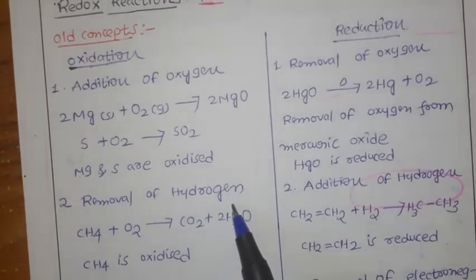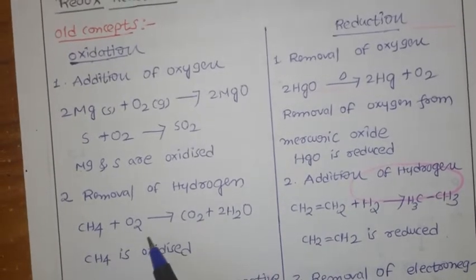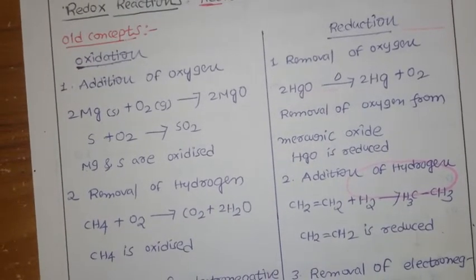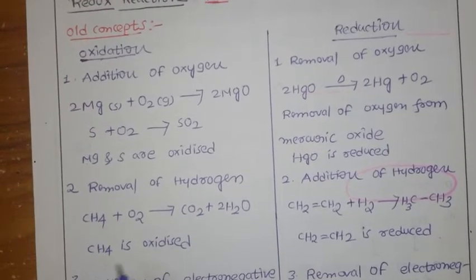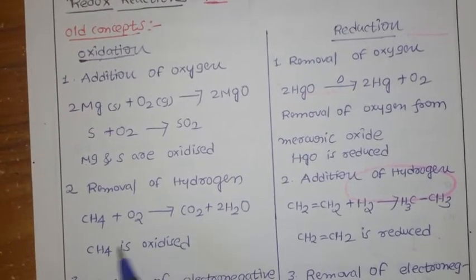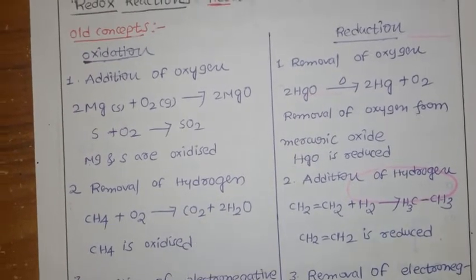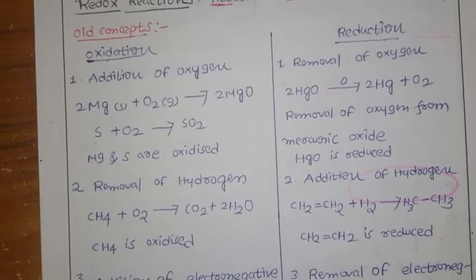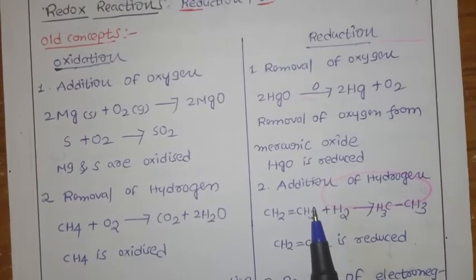Next, the second definition of oxidation: removal of hydrogen is called oxidation. For example, methane on reaction with oxygen gives carbon dioxide plus 2 moles of H2O. In this, methane is oxidized, because from methane to here there is a removal of hydrogen. So removal of hydrogen is called oxidation.